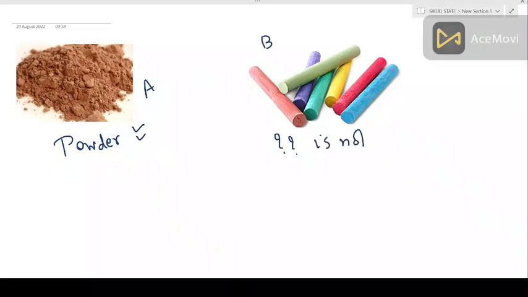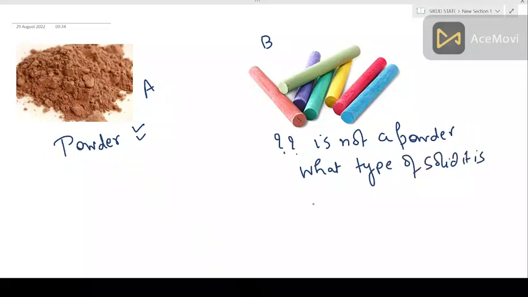This is the layman definition. This is what we know about powder: that this material is powder, and this is not powder, this is solid. Now the question is, what type of solid is it?